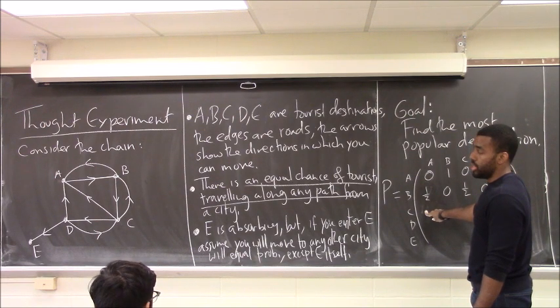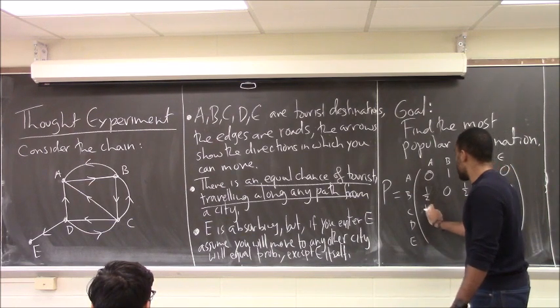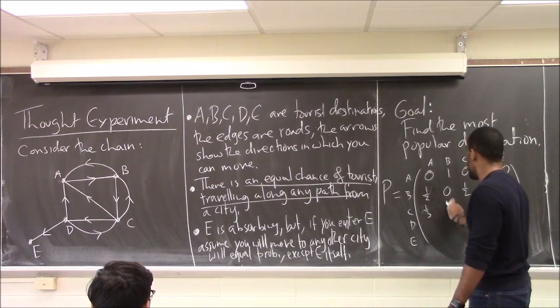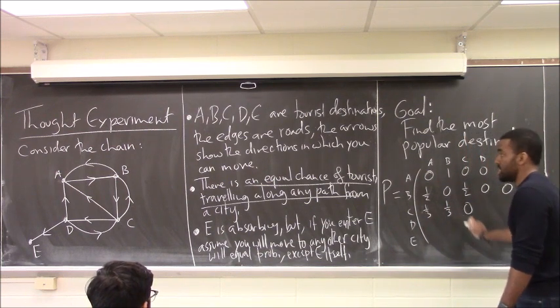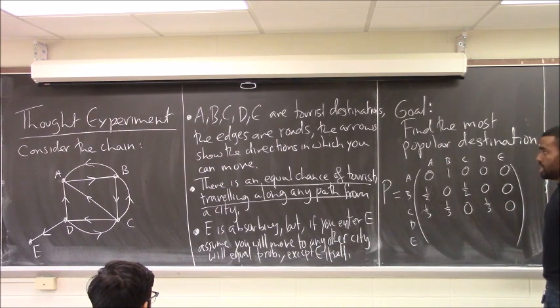There are 3 paths leaving C, which means there is a 1/3 chance of selecting any path. I can go back to A with a 1/3 probability. I can go to B with a 1/3 probability. I'm not going to stay in C. And I can go to D with a 1/3 probability. And I can't get to E.